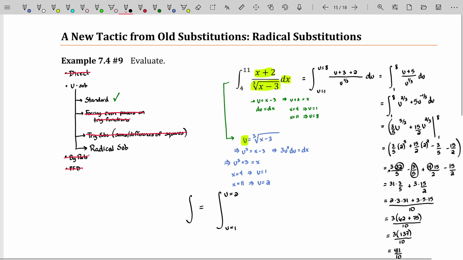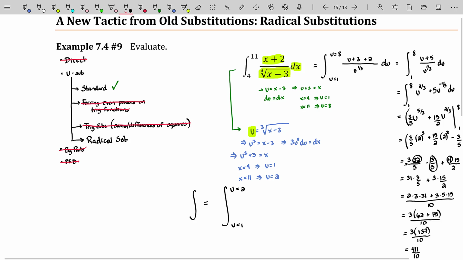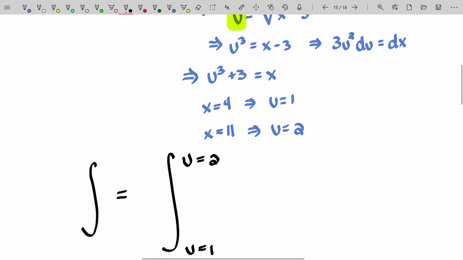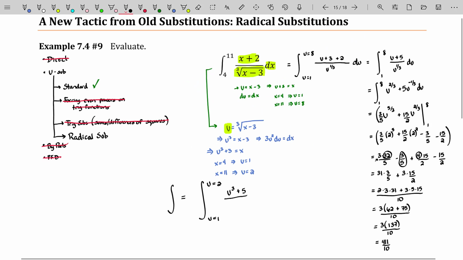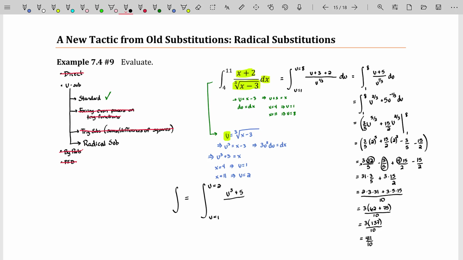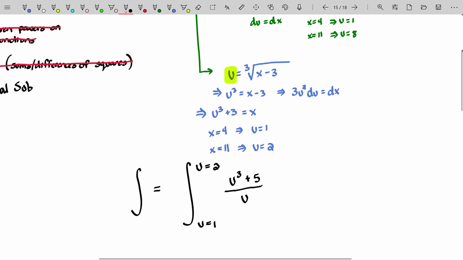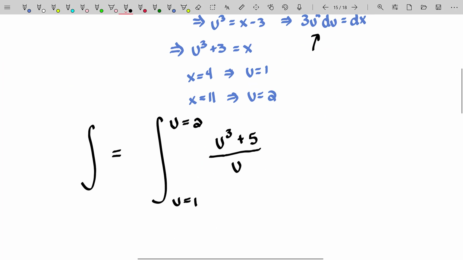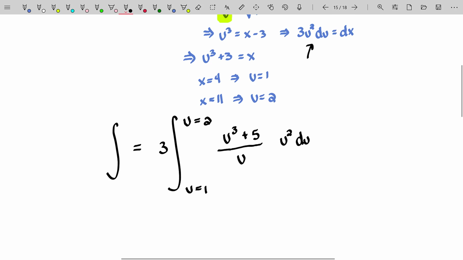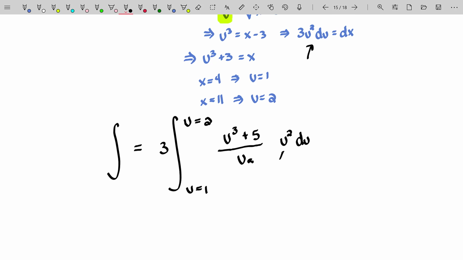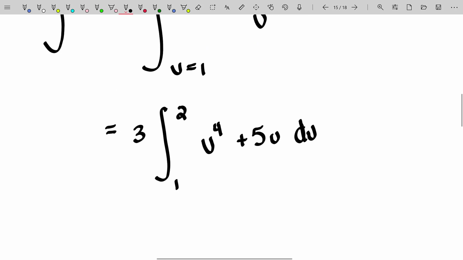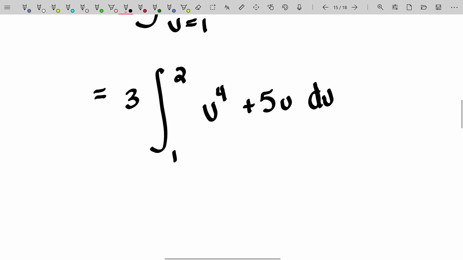Remember, the numerator is x plus 2, but again, x is going to be u cubed plus 3. Add 2 to that, it's u cubed plus 5. Our denominator, which was the cube root of x minus 3, was just u. And then finally, the dx gets traded out for a 3u squared du. I'll put the 3 out front, and we get to here. This u obviously cancels with the power of u here, and I distributed that remaining power of u through the numerator in the fraction. Note that this integral is actually a lot easier to deal with.